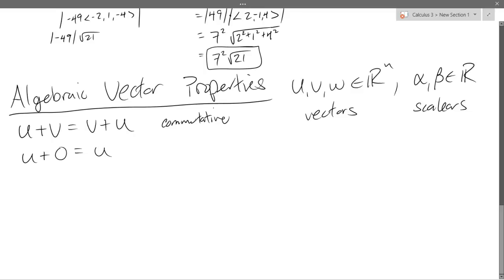Oh, I should be more careful. What zero do I mean, u plus zero, if u is a vector? So I mean the zero vector. So got to be bold when you're talking about the zero vector. So there we go. That's the zero vector. We call this the additive identity, which will be the zero vector.